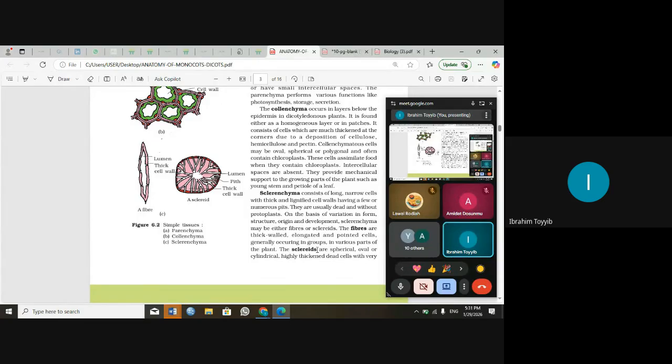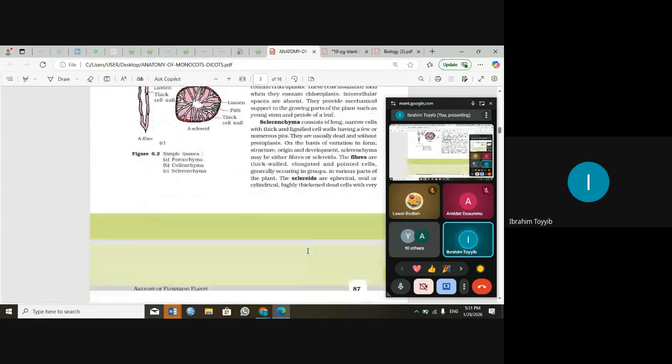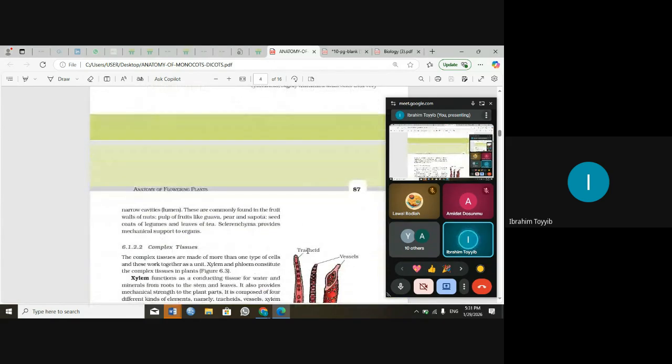Now, it consists of sclerids and fibers. What's the function of sclerenchyma? Sclerenchyma are commonly found in fruits and walls of nuts. That's why they are found in the cell wall of a plant. They provide mechanical support to the organ.